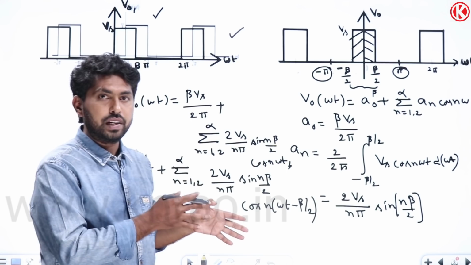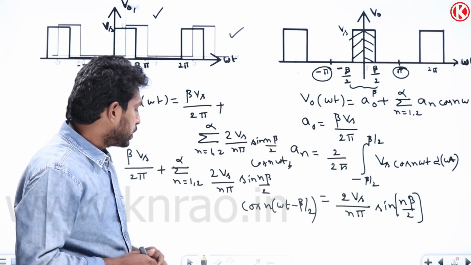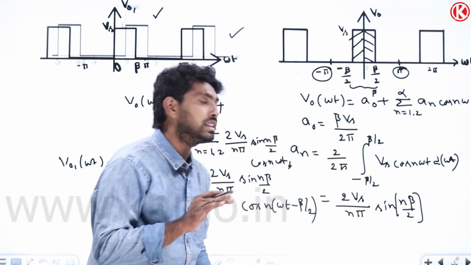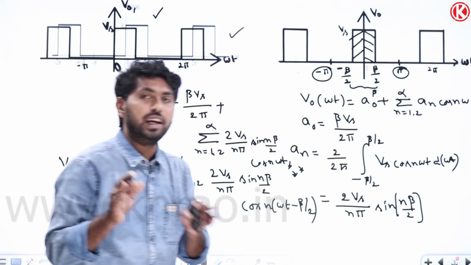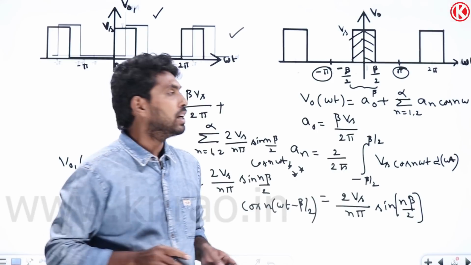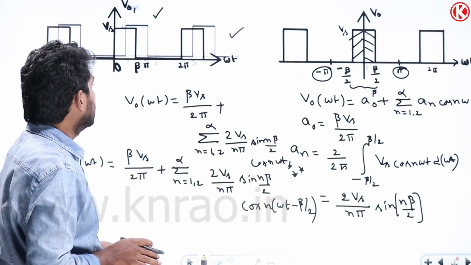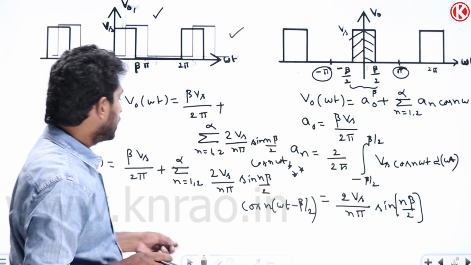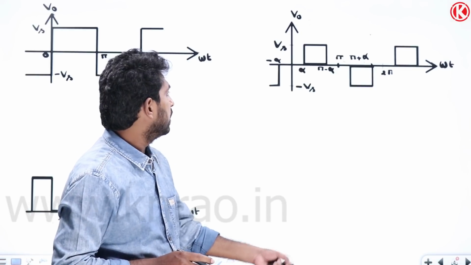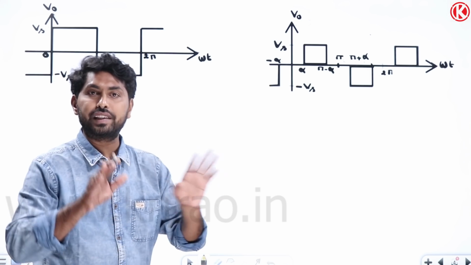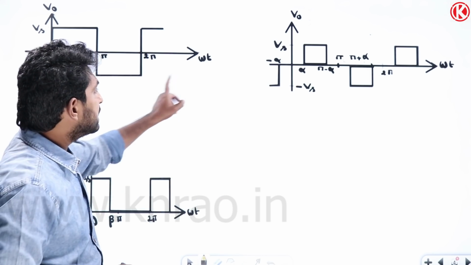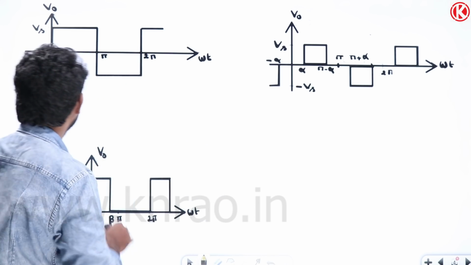So if it is right shifted, we need to keep the minus sign. Now these three expressions are important. Let me keep all these three expressions at the same place so that you can understand. We have found the Fourier series expression for these three waveforms, right? For these three waveforms, we have found these expressions.